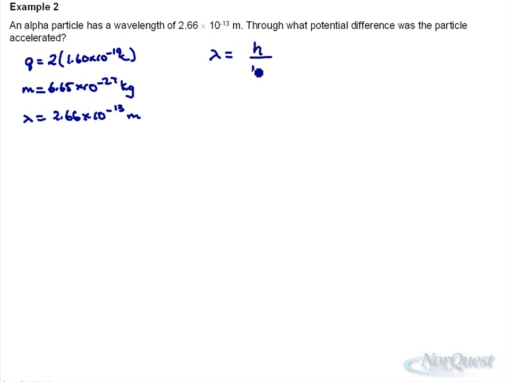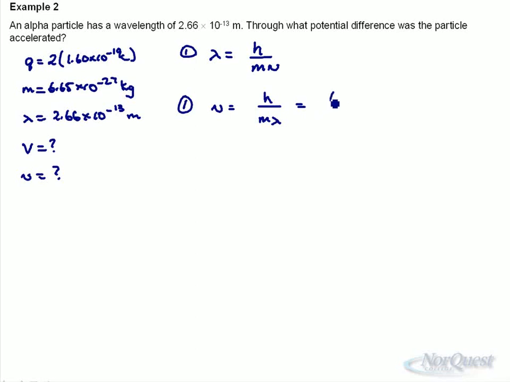Wavelength equals h over mv. Now since we're asked for voltage, voltage is always related to velocity. For alpha particles, all of their energy is considered to be kinetic because their masses are so small. That kinetic energy can then be converted into potential energy, which we'll do in the second formula. First thing we'll do is find velocity. Velocity equals h over m lambda.